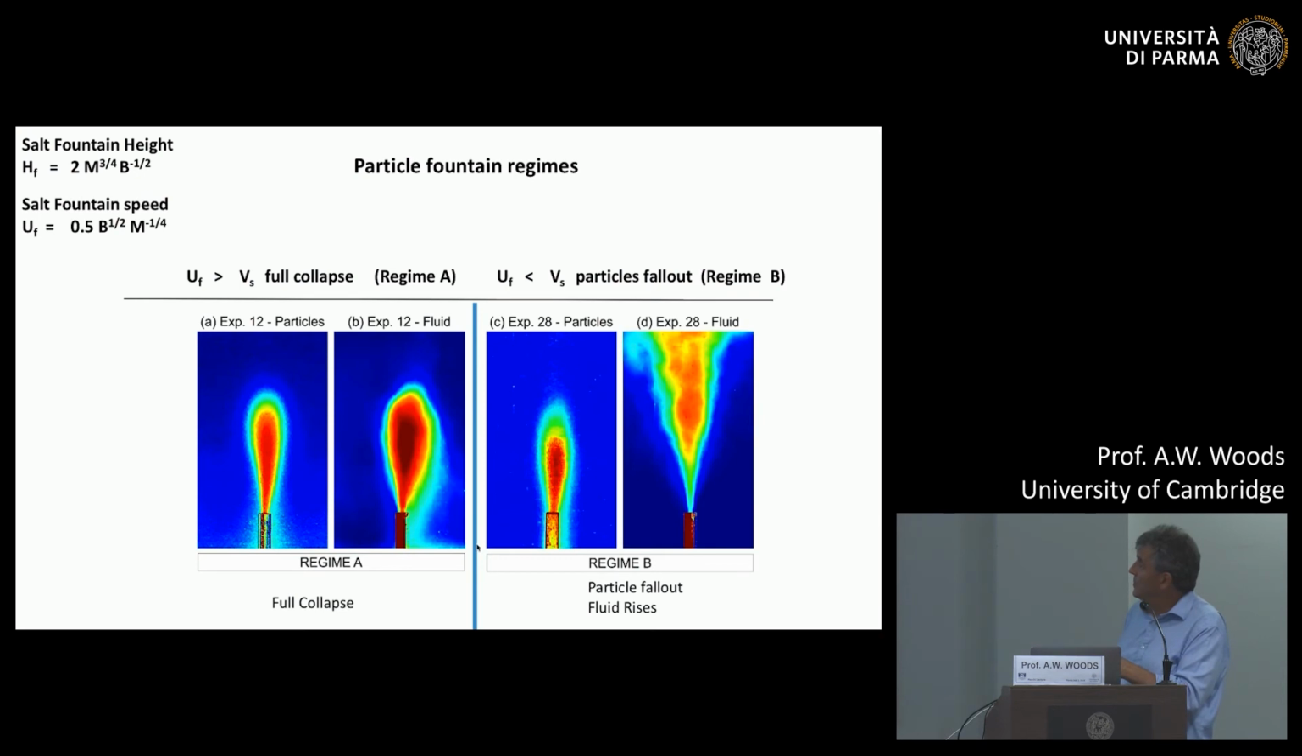But in the case where the fall speed of the particles is bigger than the fountain speed, then if we look at the particles, they don't rise as high. The height is somewhere down here, and they fall out, and when they fall out, the fluid keeps on going. And so we get a separated flow. And so there's a total change in the type of flow that occurs depending on the fountain speed compared to the fall speed. And the typical fountain speed depends on the momentum flux and the buoyancy flux. Okay, so if the buoyancy flux is bigger, or the momentum flux is bigger, the speed is bigger, and the buoyancy flux increases.